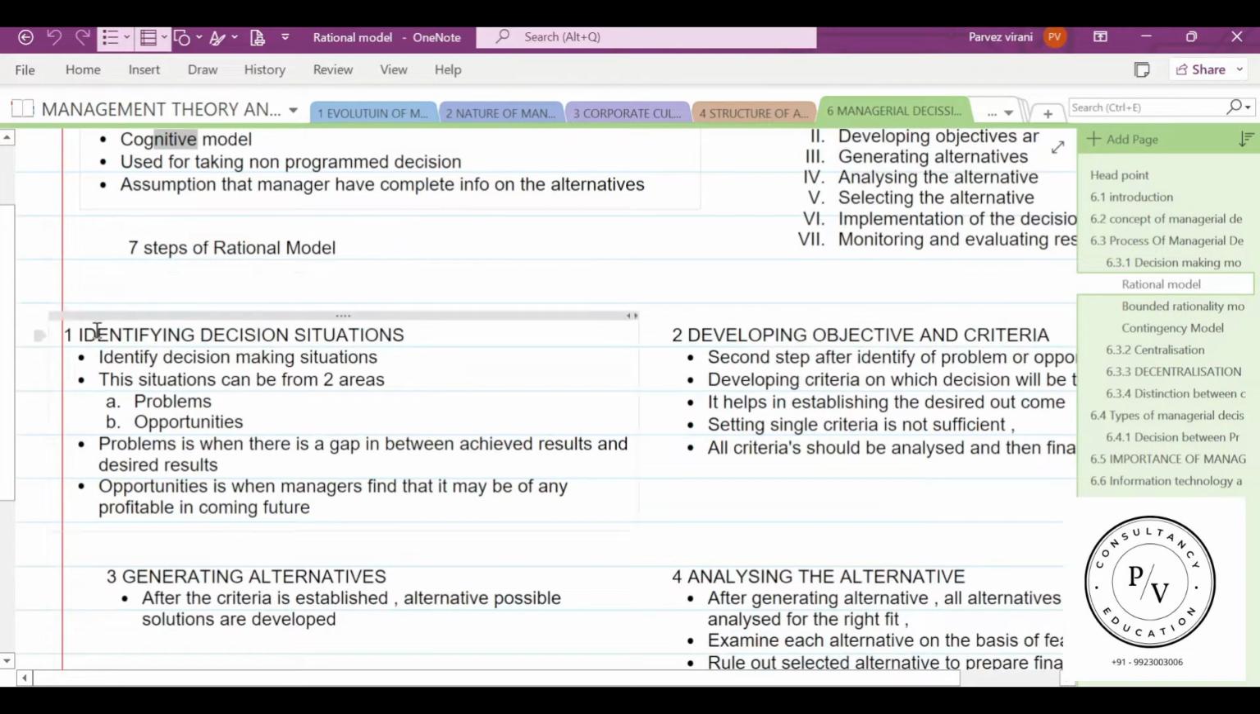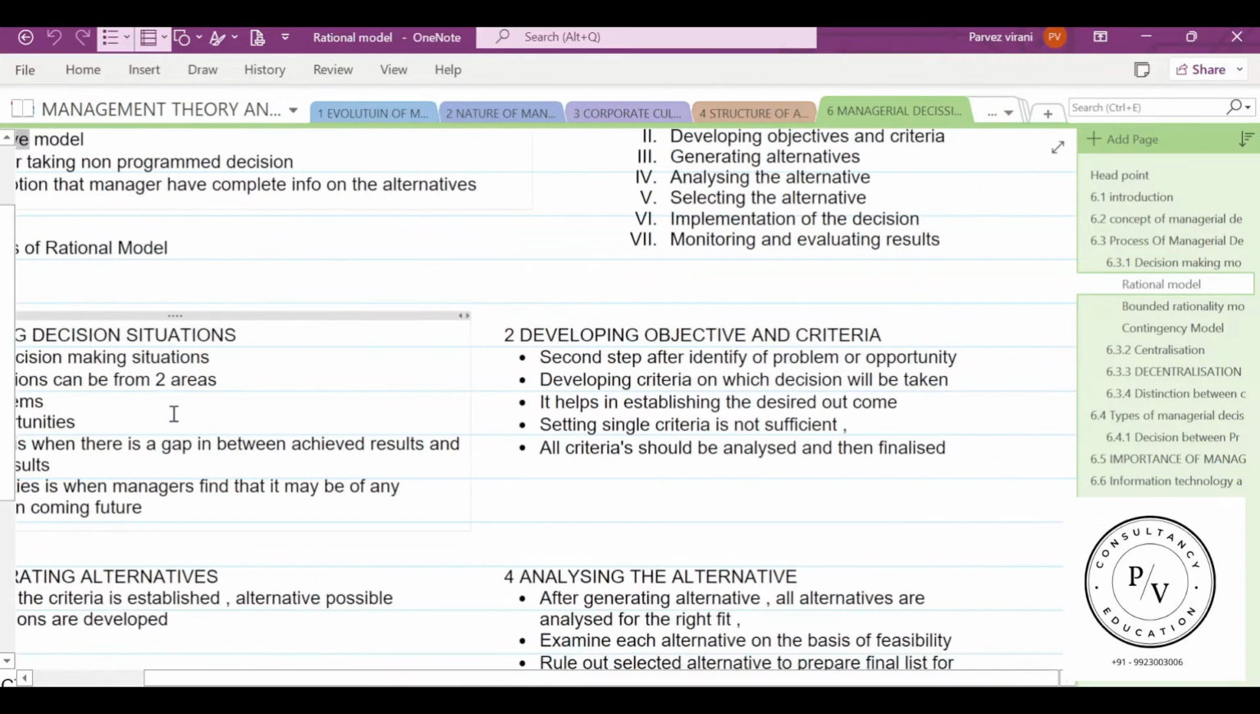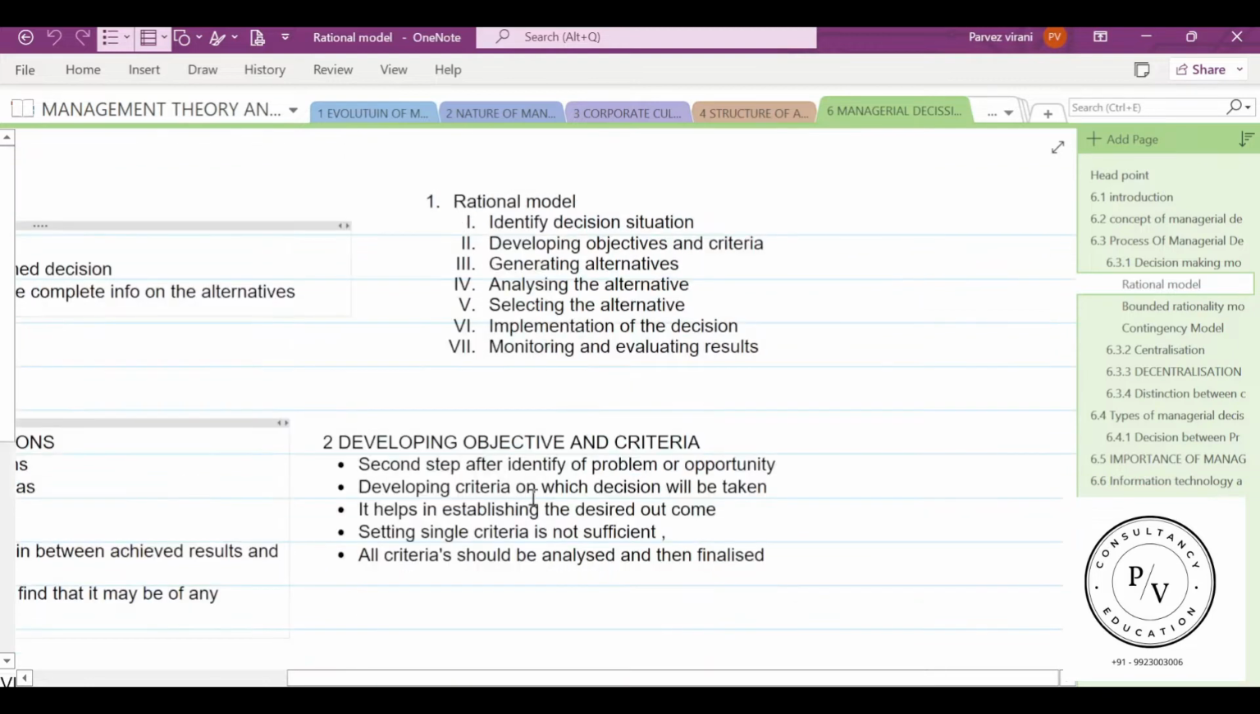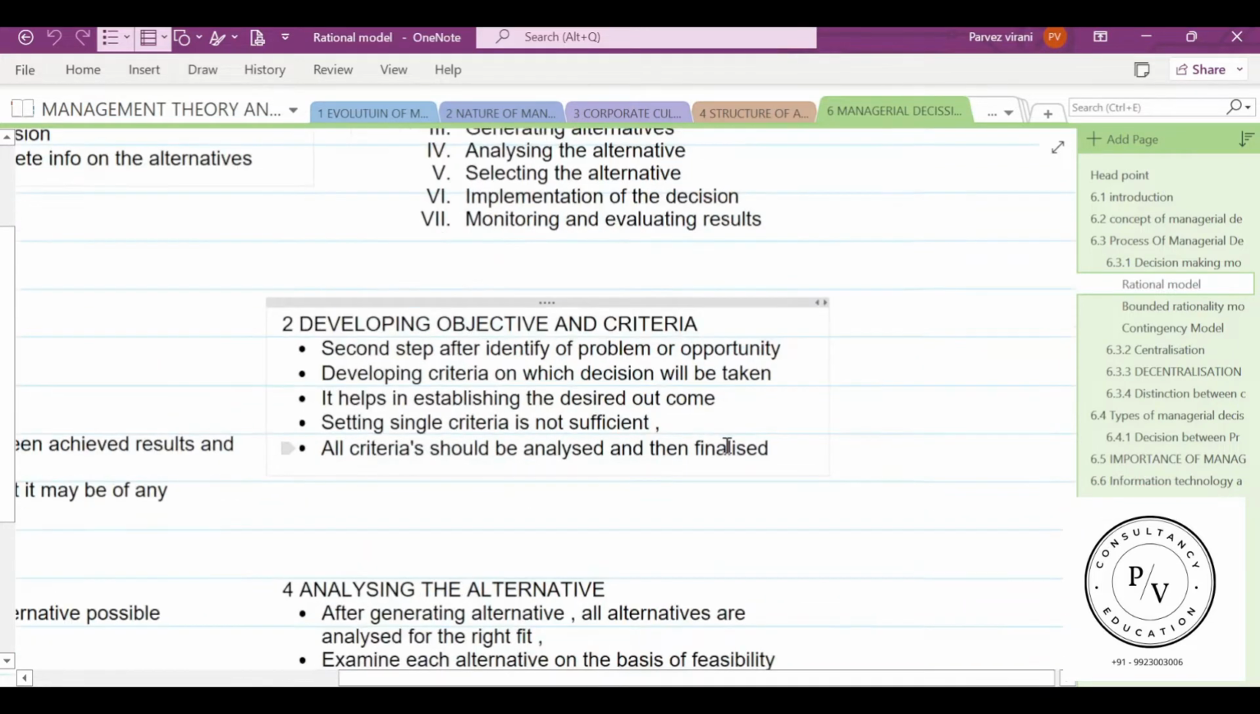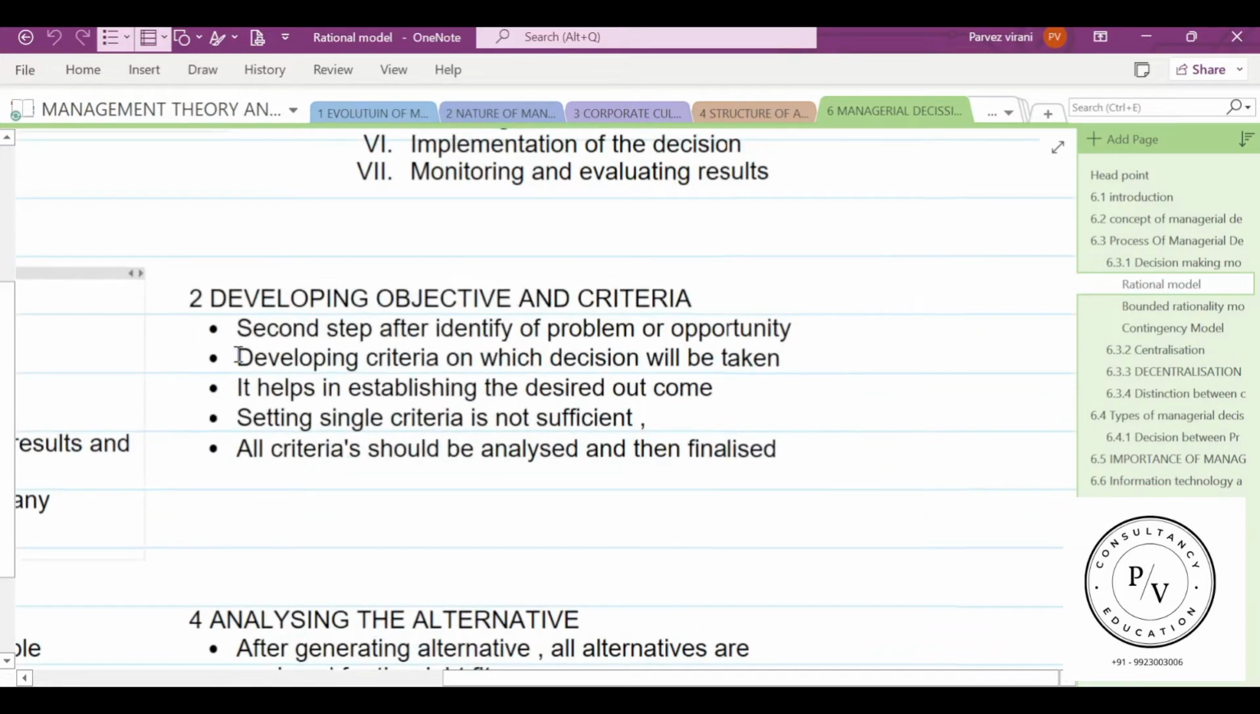Seven steps. First, identifying decision situations. These situations can come from two areas: problems and opportunities. A problem is when there is a gap between achieved results and desired results. An opportunity is when managers find that something may be more profitable in the coming future. Second is developing objectives and criteria. After identifying the problem or opportunity, criteria are developed on which the decision is to be taken. It will help to establish the desired outcome.